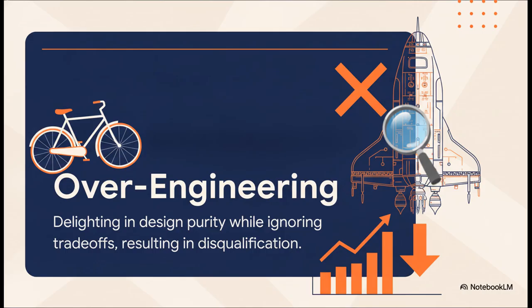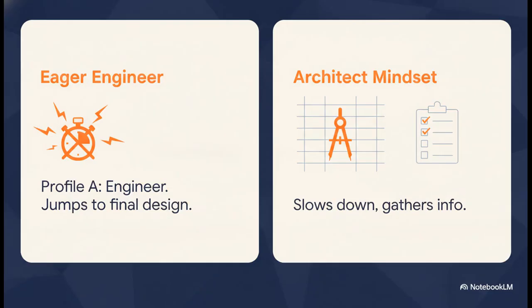Which brings us to a really critical warning. You have got to avoid the disease of over-engineering at all costs. Some engineers delight in design purity while completely ignoring real-world trade-offs. It's like they want to build a spaceship when a bicycle is all that's needed. Narrow-mindedness and stubbornness here? Immediate disqualifiers. Companies pay a huge price for over-engineered systems, so focusing on pure complexity without considering business constraints is a massive red flag. So, the takeaway here is to firmly reject Profile A, the eager engineer.